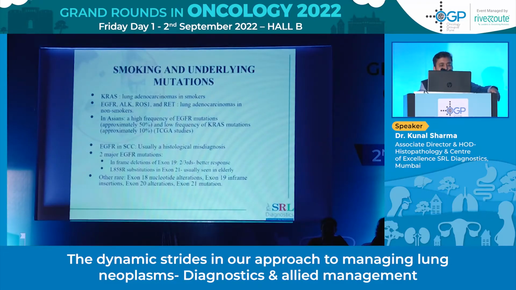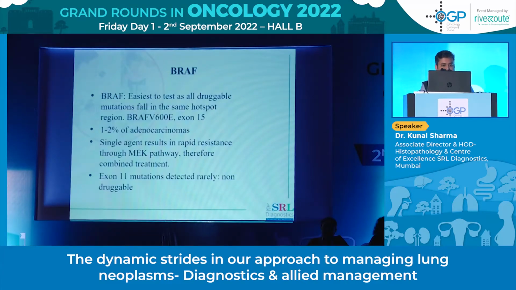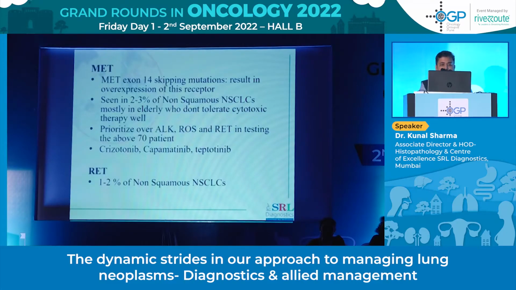Now, ALK and ROS1 translocations occur in about 5 to 8% and 1 to 2% of non-squamous NSCLCs. In contrast to EGFR, there is a significant diversity of secondary mutations in ALK and ROS1. The good thing is that for ALK, IHC is a very good modality of testing, but for ROS1, the positive cases should definitely go for correlation with FISH. Another very important target is BRAF, which is the easiest to test as all druggable mutations fall on the same hotspot, which is BRAF V600E exon 15. This is seen in 1 to 2% of adenocarcinomas. We usually combine agents because a single agent can result in rapid resistance.